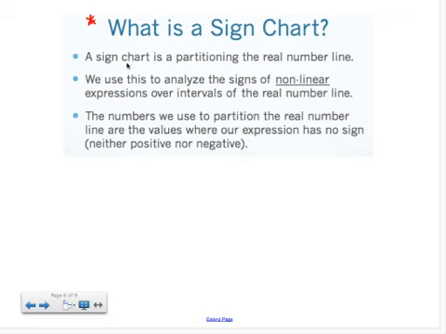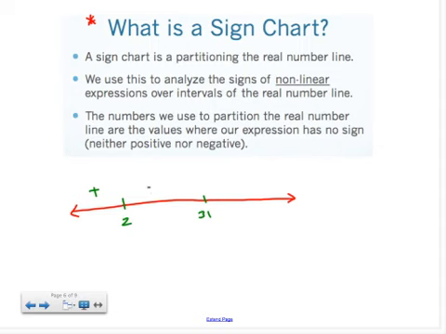Now, very important. This is going to come up all year long. What is a sign chart? A sign chart is a partitioning of the number line. What does that mean? It means we take the real number line and we break it into pieces. How we break it into pieces will be determined by the inequality that we make. But let's say we broke it into 3 pieces and the pieces were set at 2 and 31. We then use each piece, or a member of each piece, to analyze the sign of our expression. So in this piece, perhaps everything is positive.